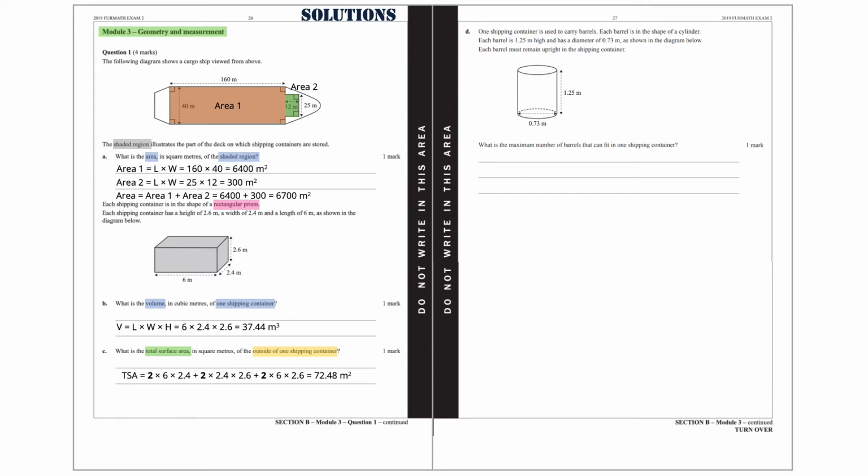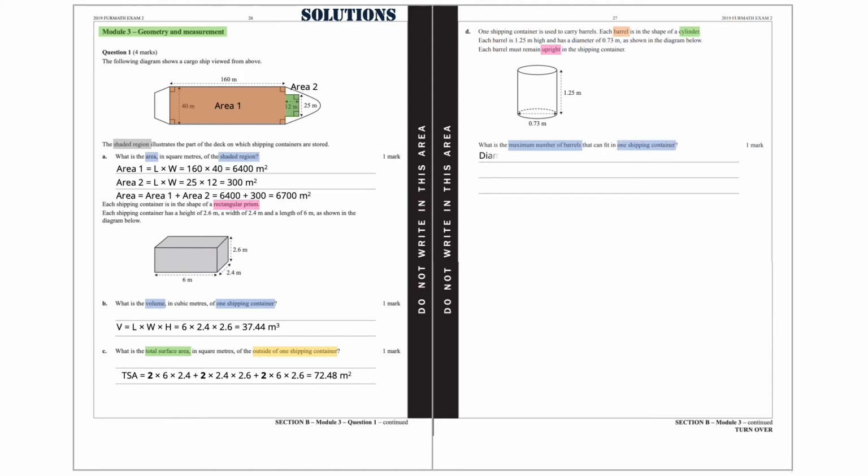Part D. One shipping container is used to carry barrels. Each barrel is in the shape of a cylinder. Each barrel is 1.25 meters high and has a diameter of 0.73 meters, as shown in the diagram below. Each barrel must remain upright in the shipping container. What is the maximum number of barrels that can fit in one shipping container?